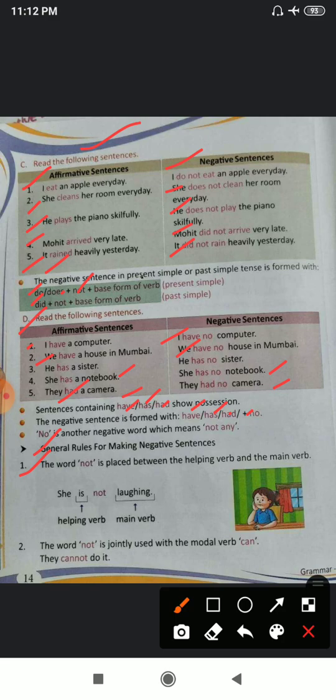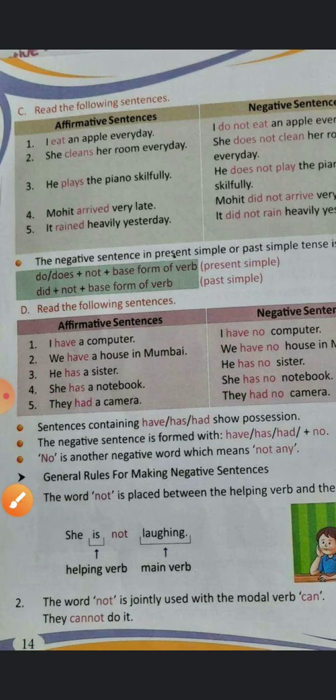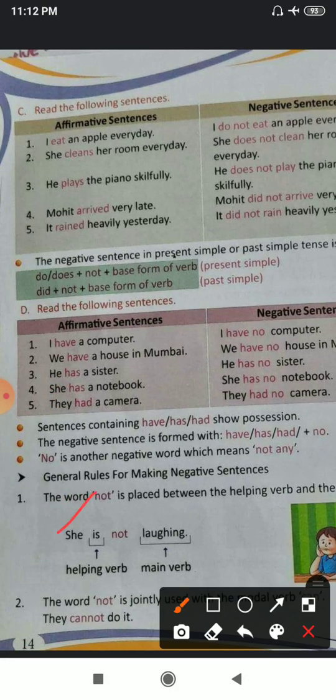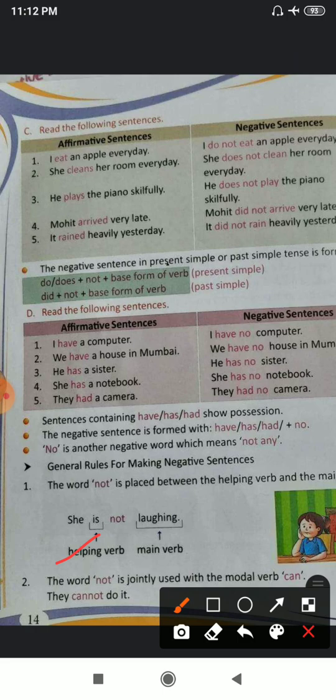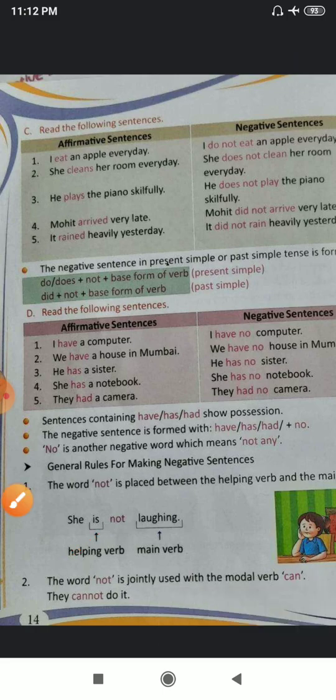Rule number 1: the word not is placed between the helping verb and the main verb. I'll give you an example with the help of your book. Here it is given: she is not laughing. In this sentence, is is the helping verb and laughing is the main verb. So not is placed between the helping verb and the main verb. Now rule number 2 is that the word not is jointly used with the modal verb can, like they cannot do it.